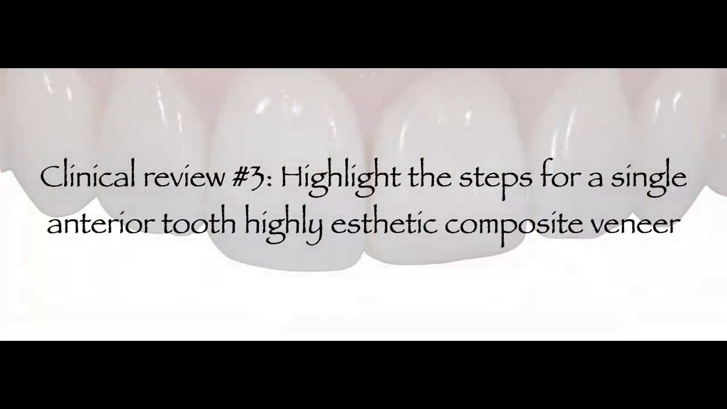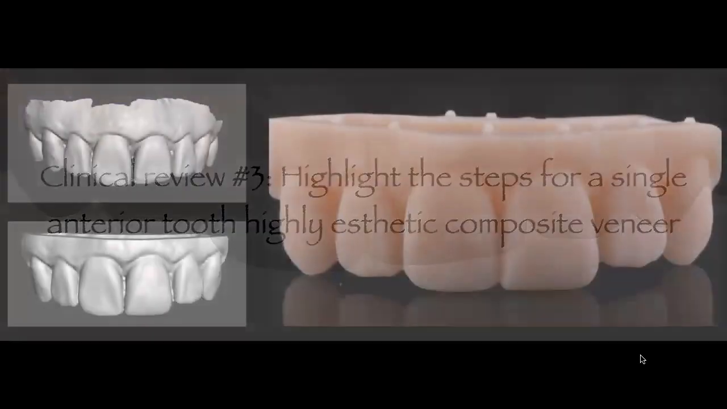So my clinical review number 3 would now be, highlight these steps for a single anterior tooth, highly aesthetic composite veneer using this Brilliant Everglow system, combined with some flowable intensifiers. These are also made by Coltene, but they're part of their Mirrors 2 system. So it's actually a combination of both.